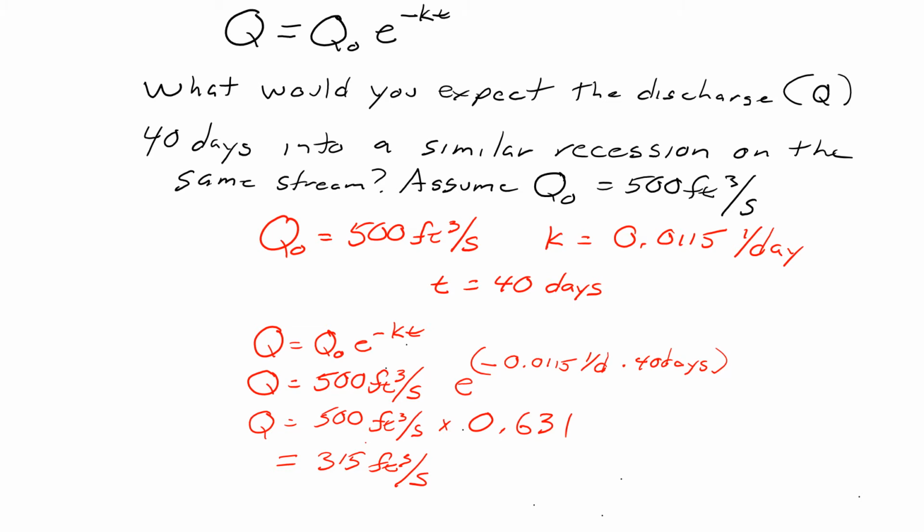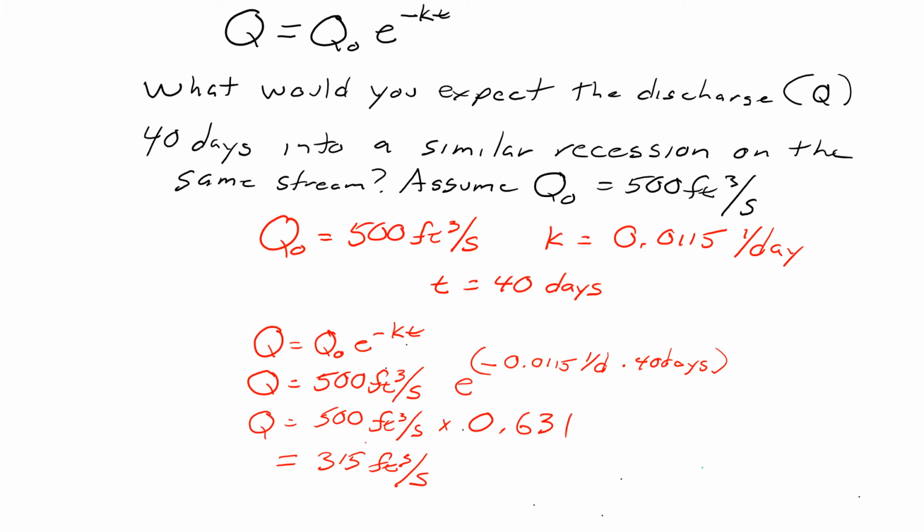Okay, it's a decay function. So if you got a number greater than 500, you did it wrong. It's only a month into the recession. So if you think about the curves, you can kind of think about what your ballpark might be. It's going to be less than 500, obviously more than 0. This isn't very far along, so it's probably closer to 500 than it is to 0. But that depends on your K value.